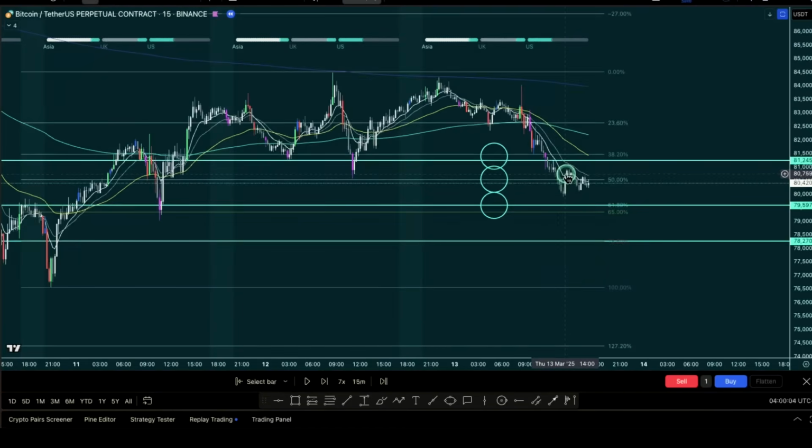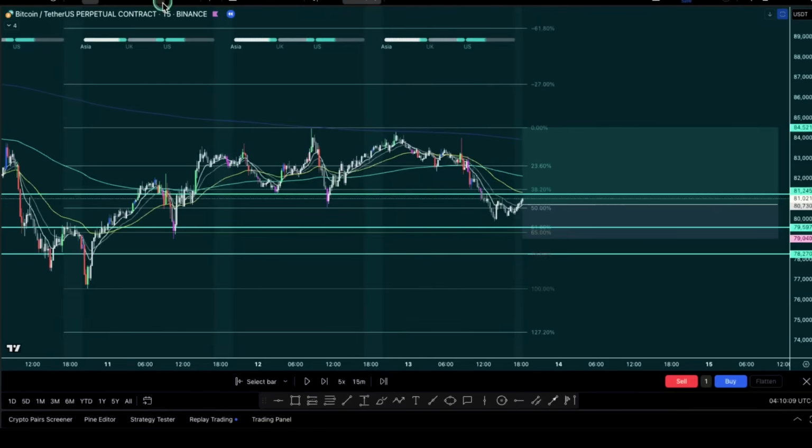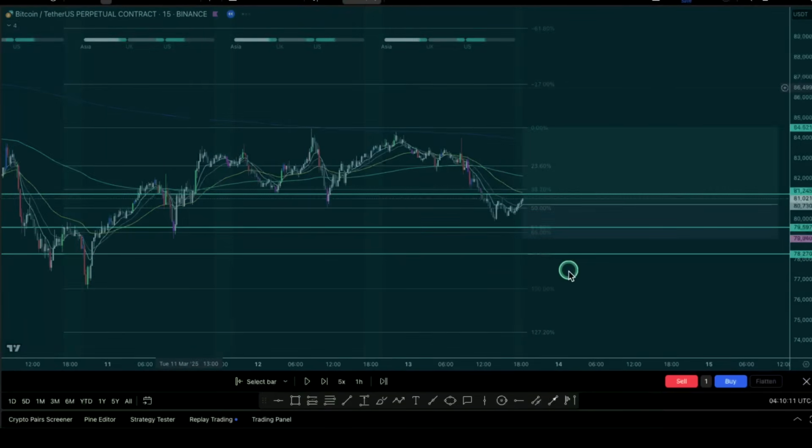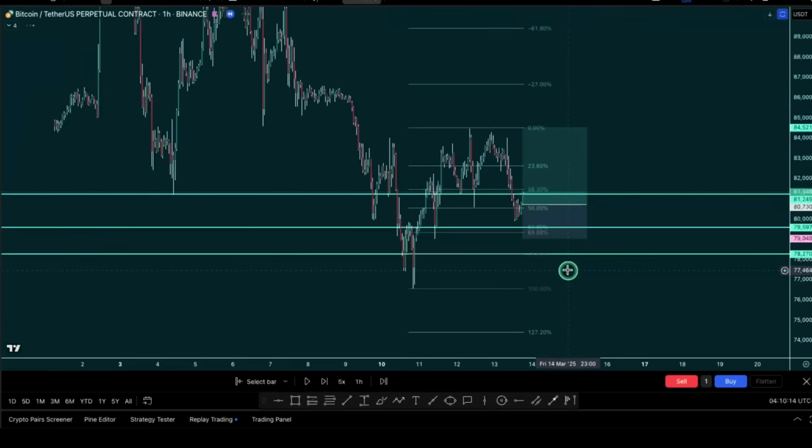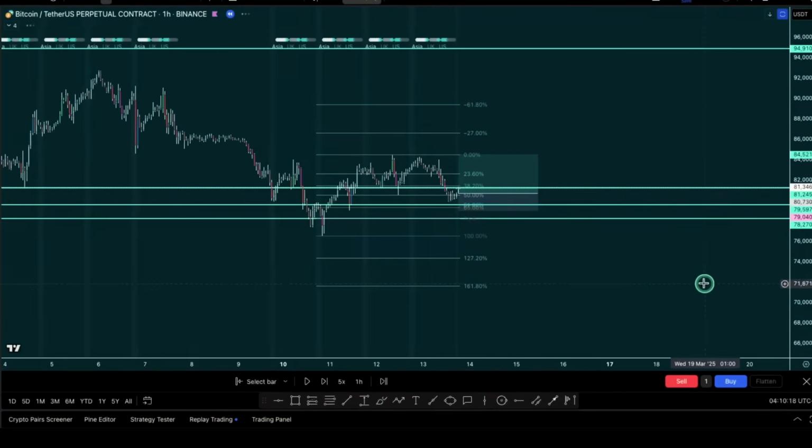Now I can see we've had a nice bullish engulfing here around the 50 fib area, and we have a little higher low. So now that we have our entry, I'm going to zoom back out to the 1 hour time frame, as this is the time frame we are trading. The 15-minute was just the time frame we were looking for our entry.